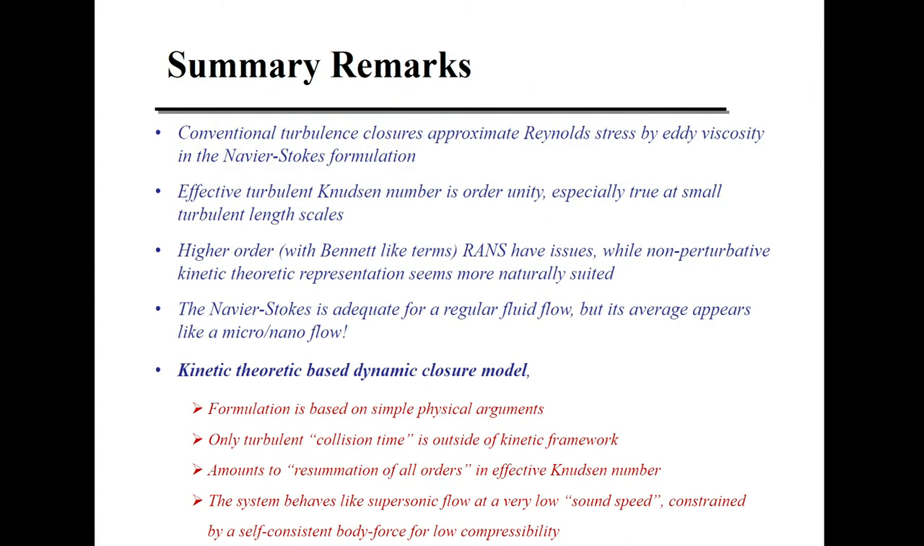So I have this summary. The conventional turbulence closure is based on eddy viscosity, and the effective turbulent Knudsen number is order unity. The high-order corrections in turbulence model closure have some issues, and a kinetic theoretical representation is more desirable. Navier-Stokes is adequate for regular fluid flow, but the average turbulent flow appears like a micro-nano flow. And that's basically my takeaway point. Thank you.